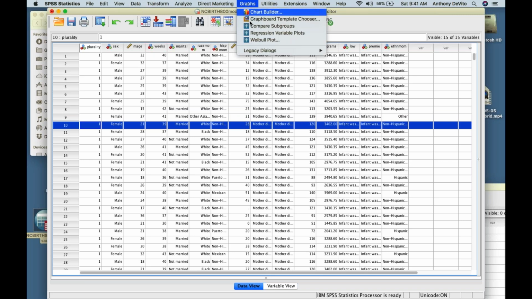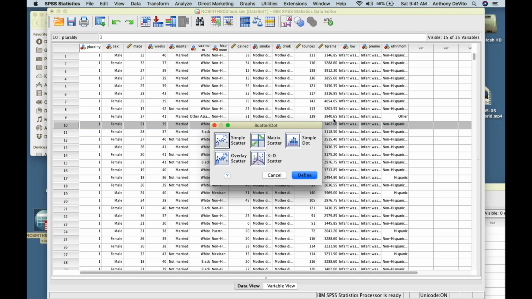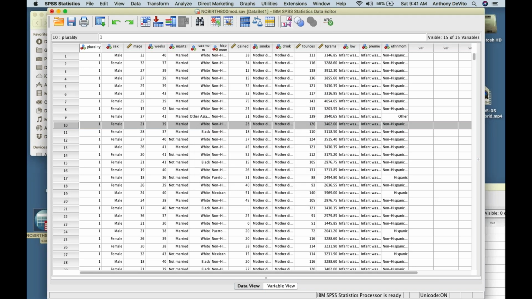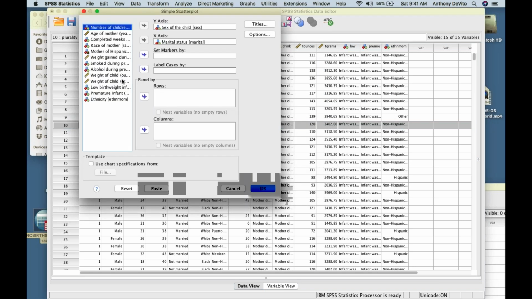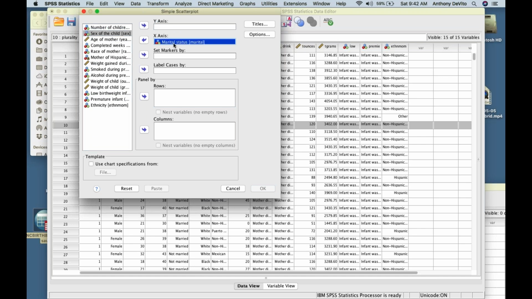So let's do that. Graph, legacy dialogues, scatter dot, and I'm going to choose scatter dot, and I'm going to move those two variables in here. I'm going to put the age of the mother in rows. Oh, I already have it up here. X and Y axis is already defined. I'm going to get them out. Okay, it must be a carryover from the previous analysis.